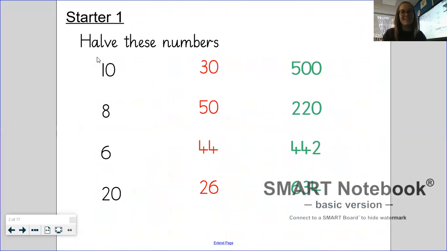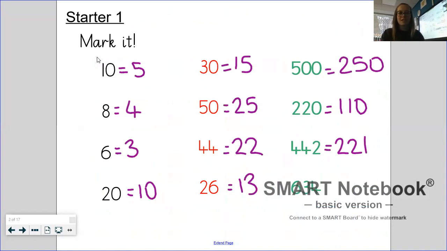Welcome back. Let's see how you did. So let's mark it. Did you manage it? Half of 10 was 5, half of 8 was 4, half of 6 was 3, half of 20 was 10, and so on and so forth. I'll let you have a quick check of those and mark them now. That's it. Marking away. Brilliant. Fabulous. Well done. Okay, let's look at the next one. If you didn't have time to finish marking it, just pause it, guys. That's the great thing about a video.